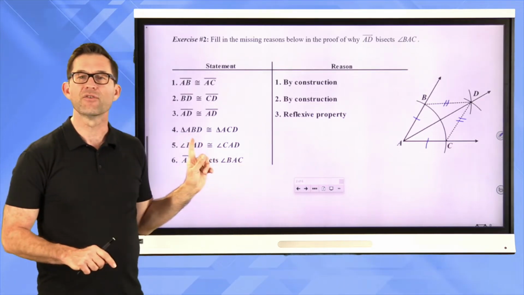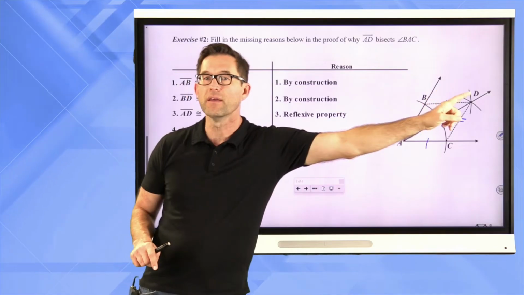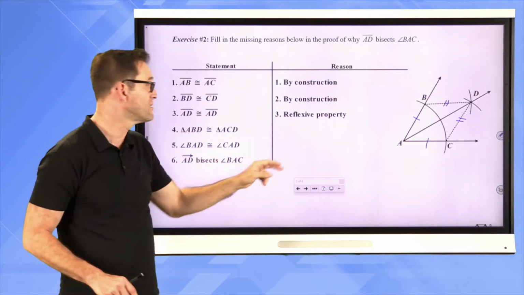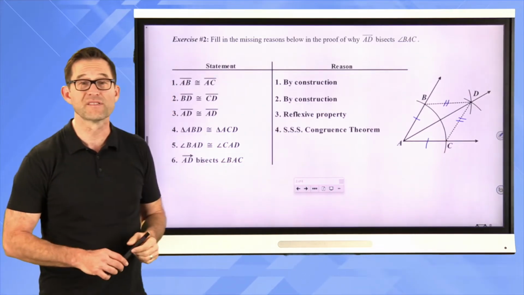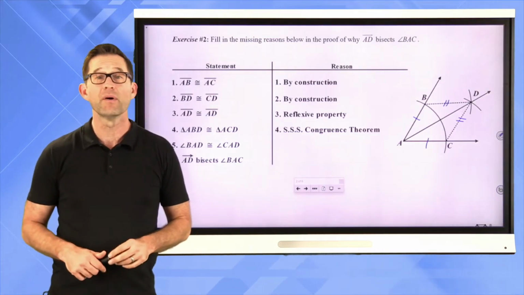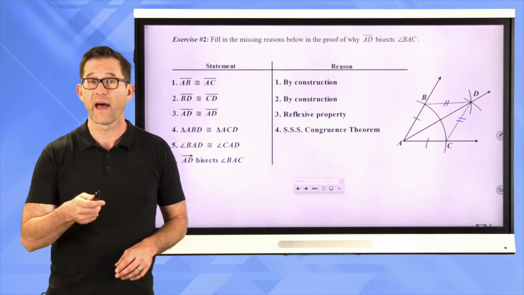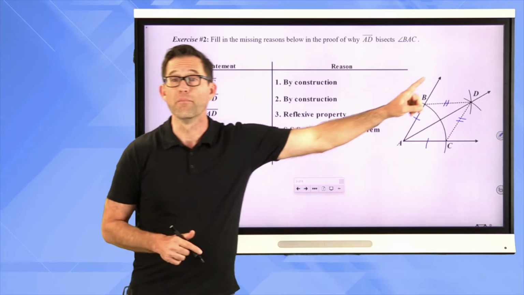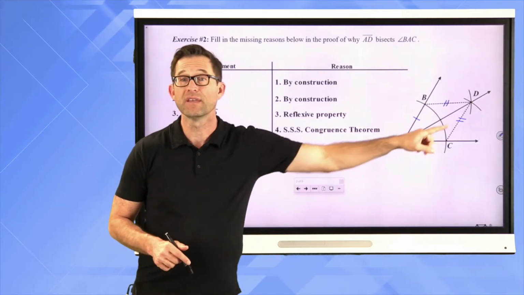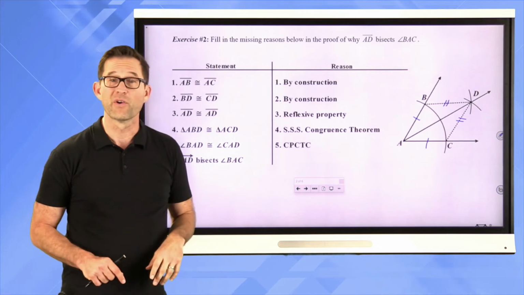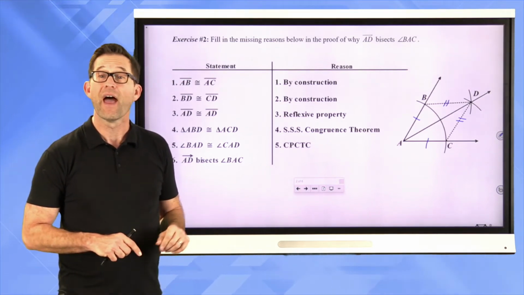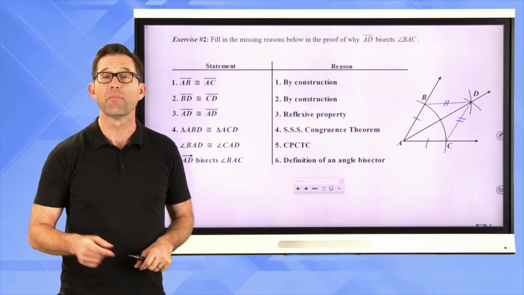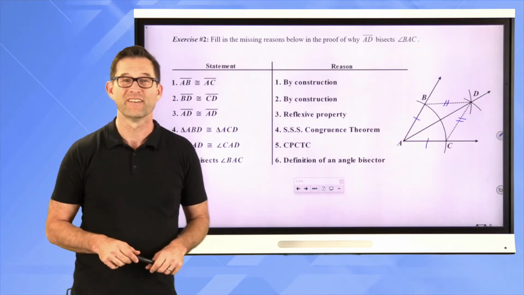So then I can say that triangle ABD is congruent to triangle ACD, and that's by the side-side-side congruence theorem. We didn't actually use side-side-side that much in our triangle proof unit, the last one, right? But boy, it's coming up a lot in these constructions. Now, we can say that angle BAD is congruent to angle CAD, for one of our favorite most used reasons, CPCTC. And now, because those two angles are equal, we can say that AD bisects angle BAC by the definition of an angle bisector. Isn't that cool?